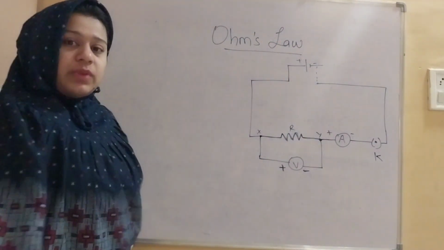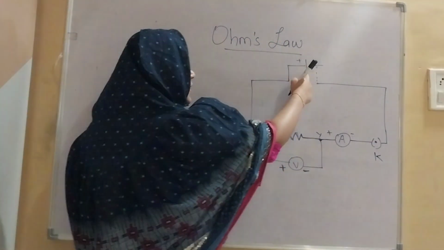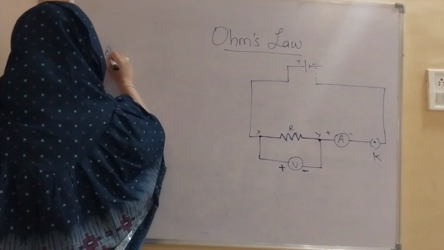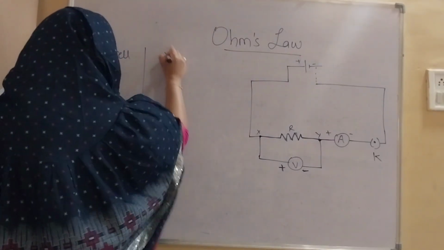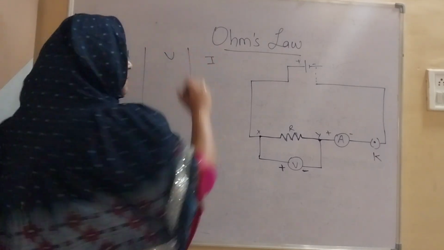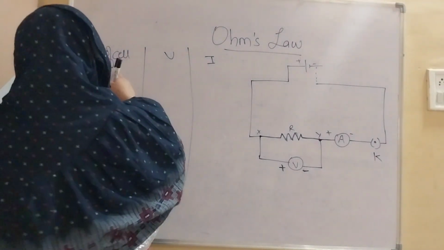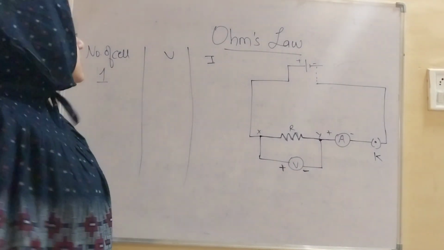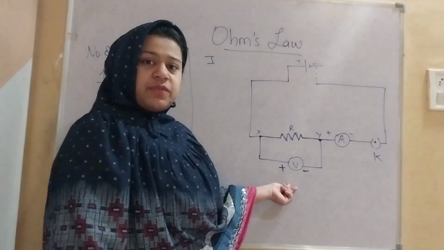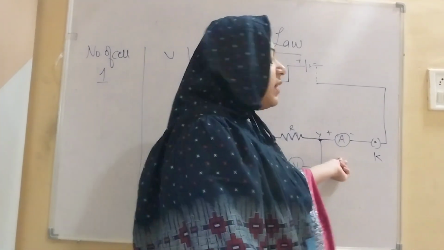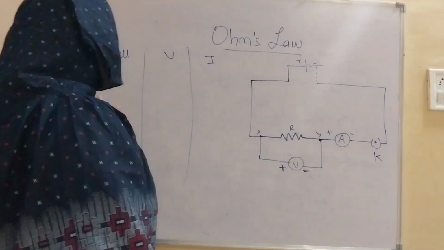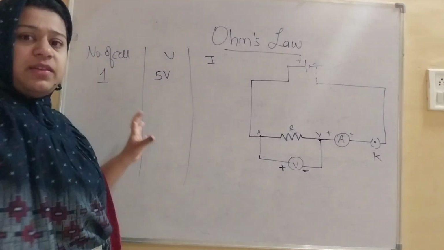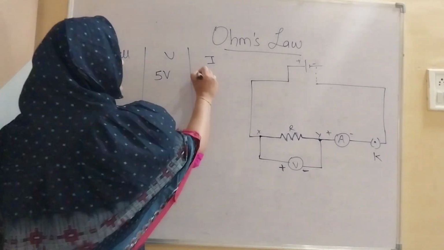Okay, so what we do now is कि सबसे पहले हम क्या करेंगे कि एक cell लगाएंगे, one cell. Okay, so we can make a table over here, number of cells, V and I. So we apply a single cell, and we note the reading for the potential difference for the voltmeter and we note the reading for the ammeter. Say the reading for the voltmeter was 5 volt and the reading for the ammeter was say 10 amperes.